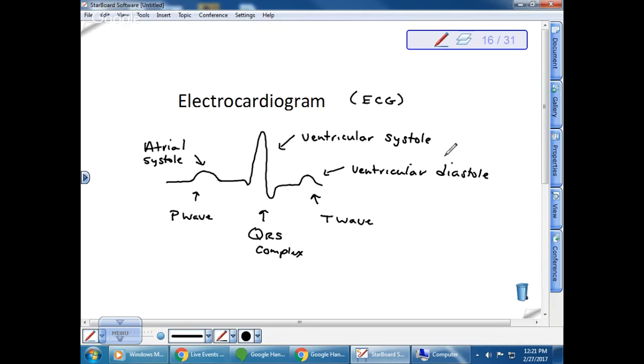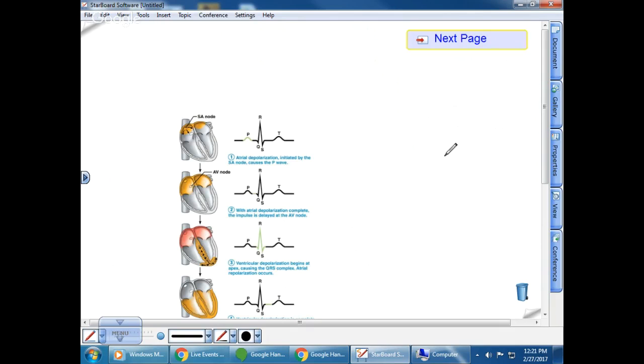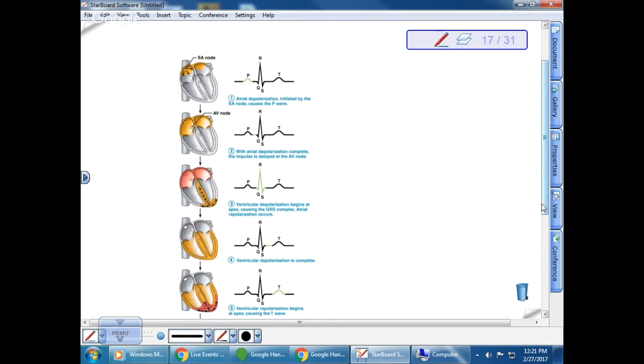So in the handout that I gave you, you can see what is happening as the electricity moves through the heart. Okay. So P, right, the SA node sends out its signal, and that depolarization causes contraction. And then QRS, actually it's showing it right here. QRS is actually when the ventricles are contracting right here, right? And then the T is when the ventricles start to relax.